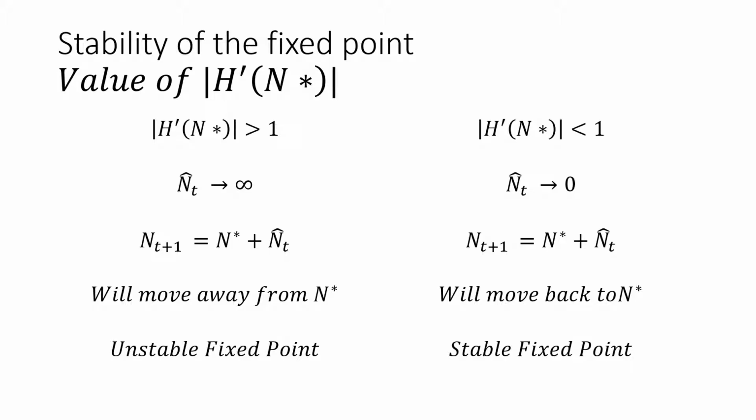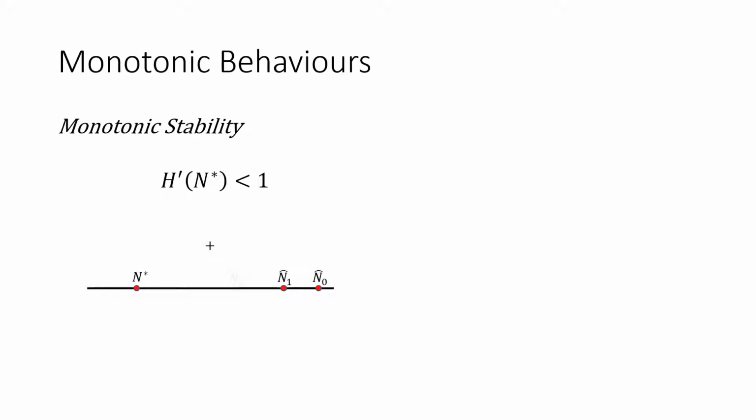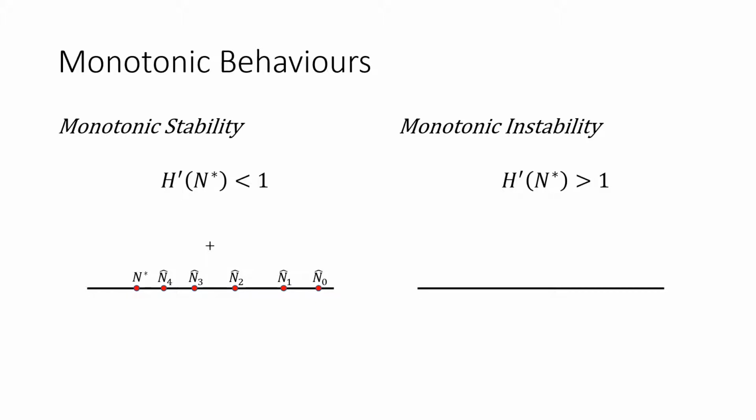Now there are two types of stability and instability that we will look at. These are monotonic and oscillatory. Monotonic stability occurs when h prime(n star) is between 0 and 1. This satisfies our definition for stability, and it means that given a small change to a fixed point, the population will return to the fixed point from the same direction, as you can see in the diagram. Monotonic instability occurs when h prime(n star) is greater than 1. This satisfies our definition for instability, and it means that given a small change to the fixed point, the population will tend away from the fixed point in a single direction, or in a monotonic way.